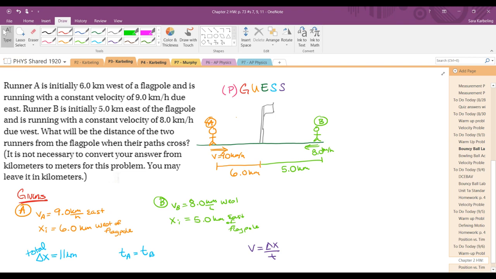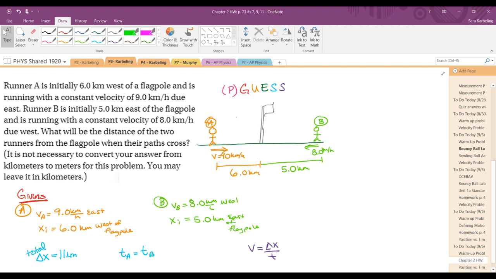So you may not have been thinking about this problem for the last 24 hours, so let's think about it real quick. Remind ourselves what the problem is about. Runner A starts 6 kilometers west of a flagpole and is running. Runner B starts 5 kilometers east of a flagpole and is running. We want to know when they're going to meet. If they say 1, 2, 3, go.